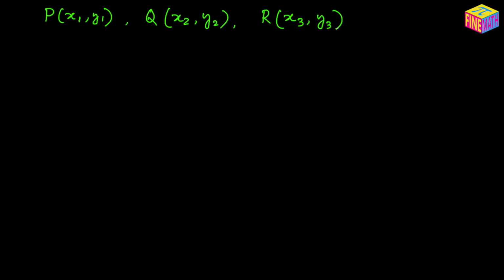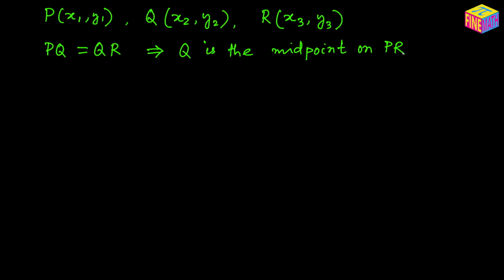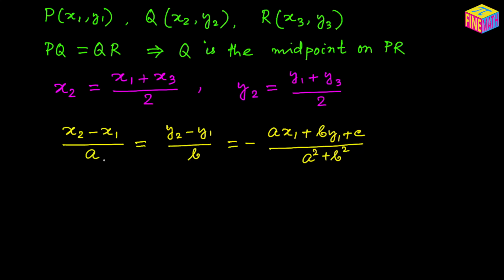And since R is the image, we can say the distance PQ would be equal to the distance QR, because image is always at the same distance from the mirror as the object. So the distance between the mirror and the object is equal to the distance between the mirror and the image. So from here we can say that Q is the midpoint of PR. From the formula of midpoint, we know the coordinates of Q, being the midpoint, would be like this. And while calculating the coordinates of the foot of the perpendicular, we saw an equation like this. Now here I am going to use the values of x sub 2 and y sub 2. So let's try that, and let's try to solve for x sub 3 and y sub 3.